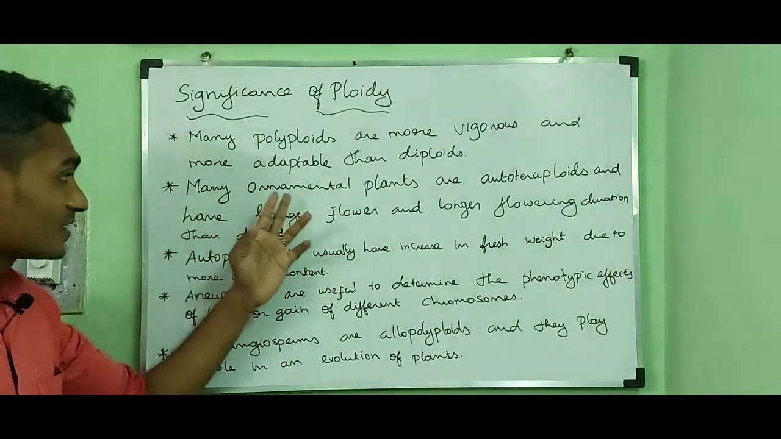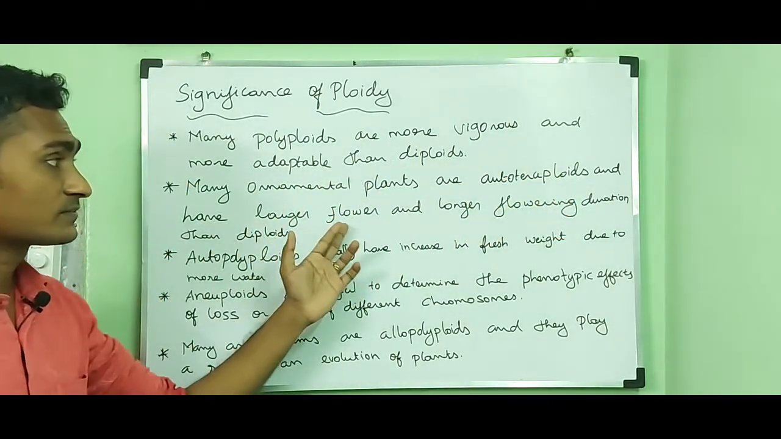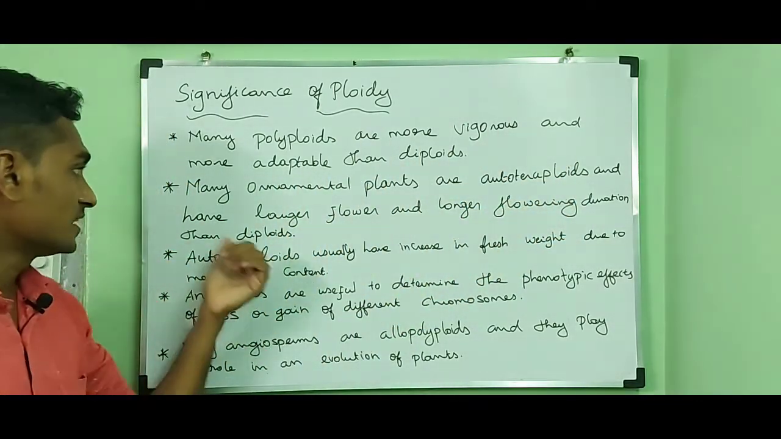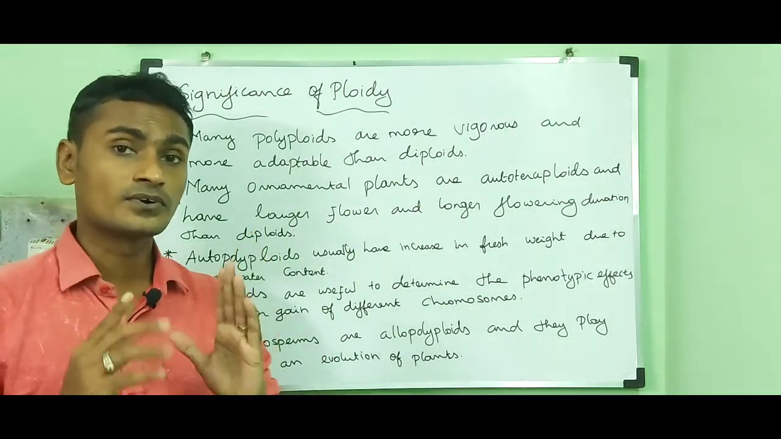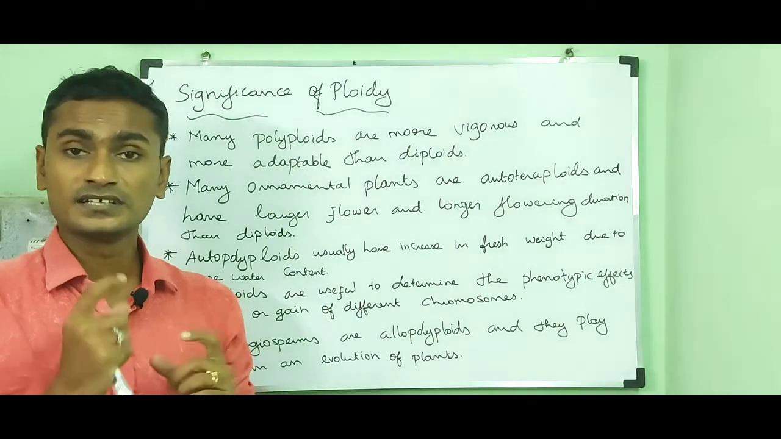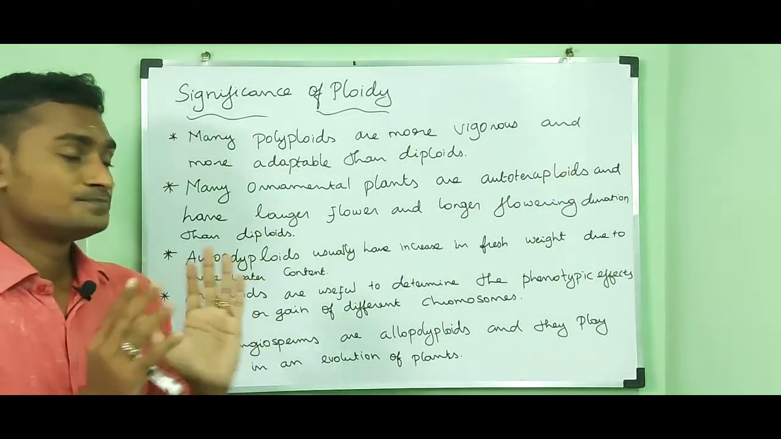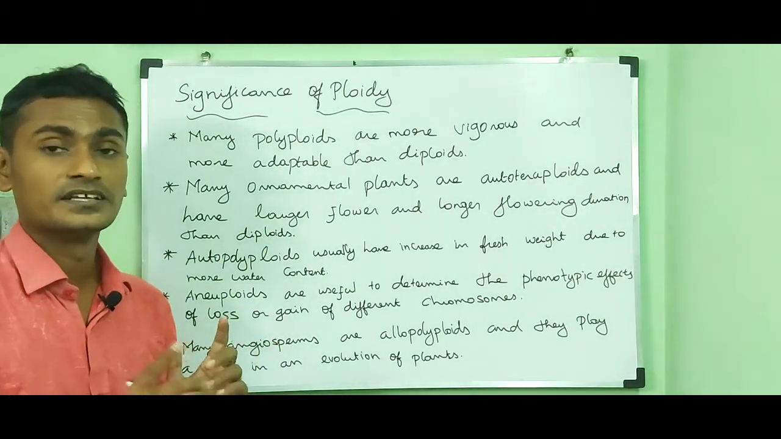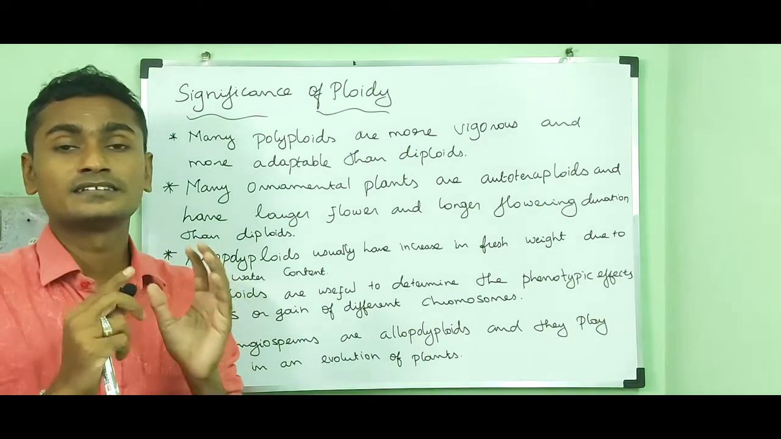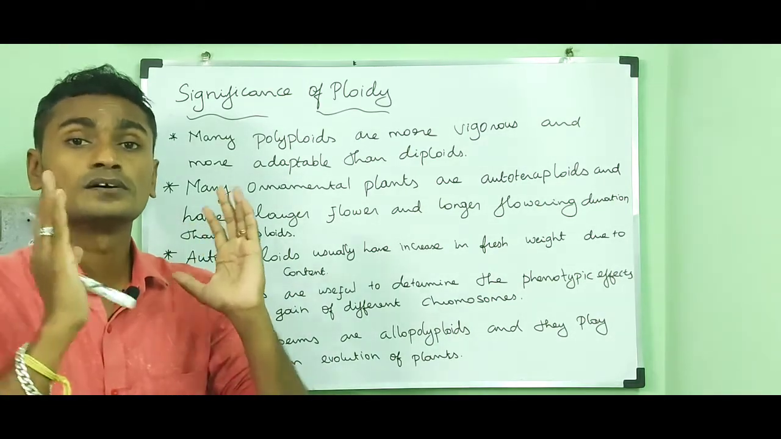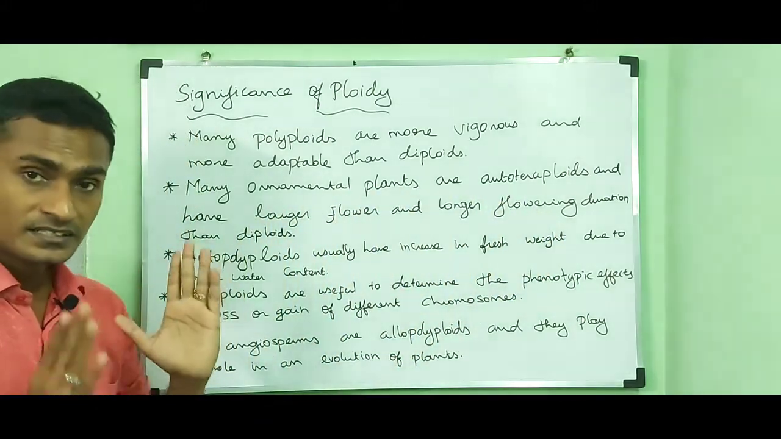Then, many ornamental plants are autotetraploids and have larger flowers and longer flowering duration than diploids. Ornamental plants are mainly grown for maintaining aesthetic sense, and they are autotetraploids with larger flowers. That flower can attract many insects and the people who see it, and it has a longer flowering duration than diploids.